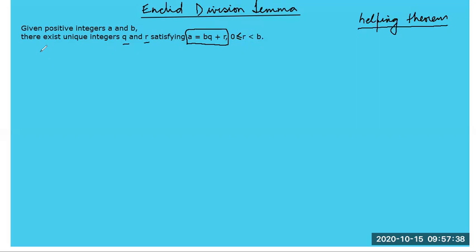Now students, first let's split this into two parts. First part is a = bq + r, and second part is the condition on r. Let's understand them. So what is a = bq + r? We already know this, students. The only thing is we didn't know it is Euclid's division lemma. Since fourth standard we have been doing this.